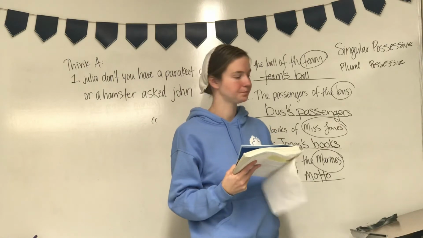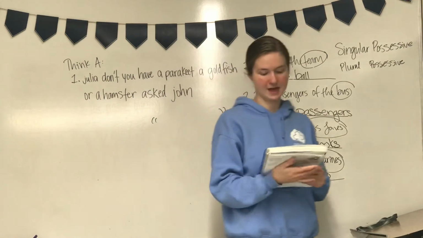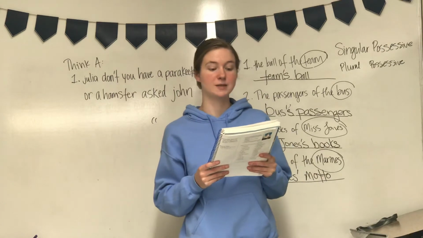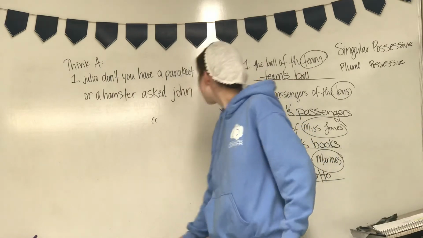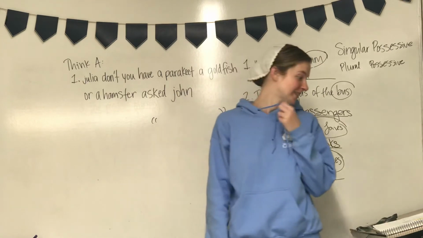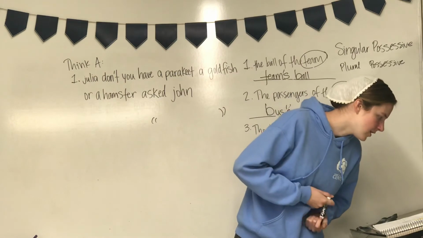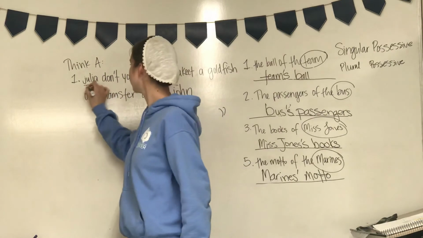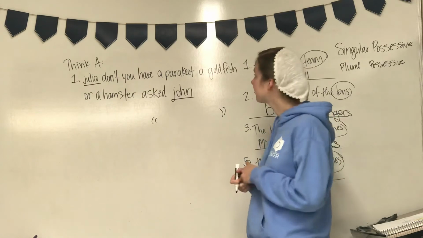Turn the page. I'm going to go to capitalization. All right, Think A. Draw a line under each word that should be capitalized. Place punctuation marks where they are needed. Let's do number 1 together. Julia, don't you have a parakeet or a goldfish or a hamster? Asked John. This sentence has nothing, so there are going to be so many things we have to do. It says, underline the words that should be capitalized. Let's go through and underline them. I'm thinking Julia and John should be capitalized because they're the names of people.